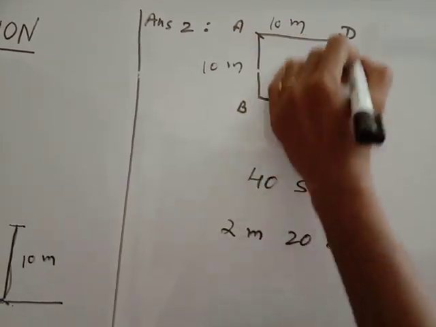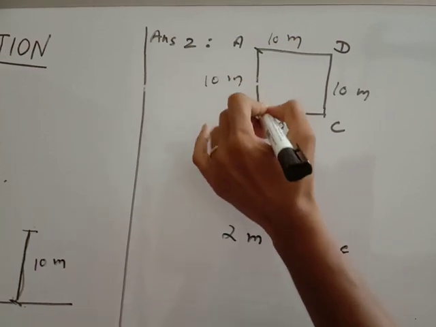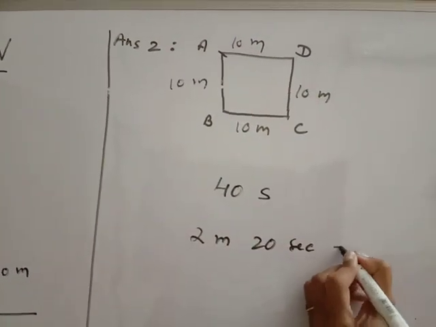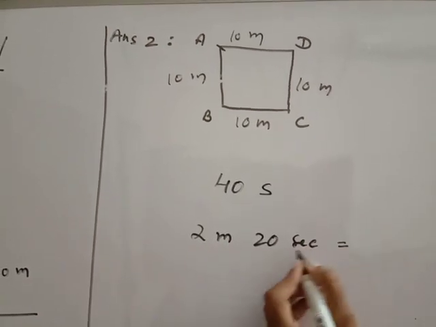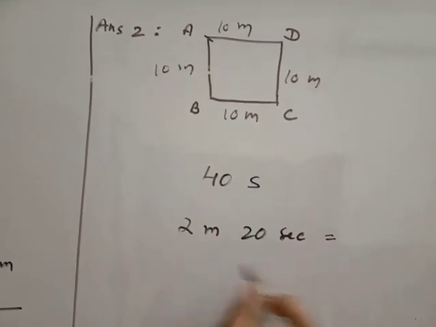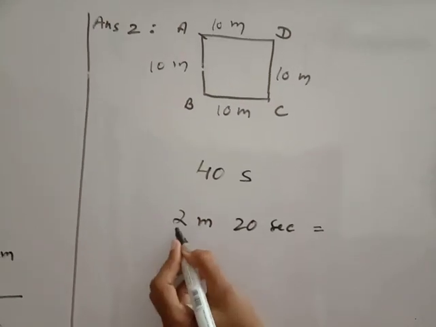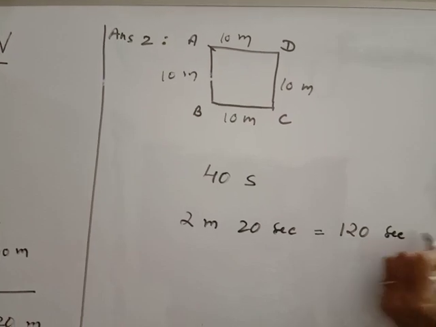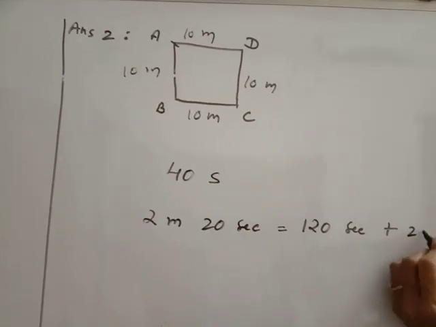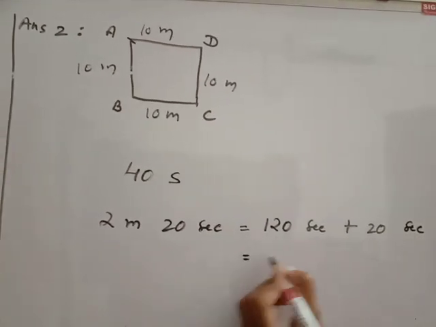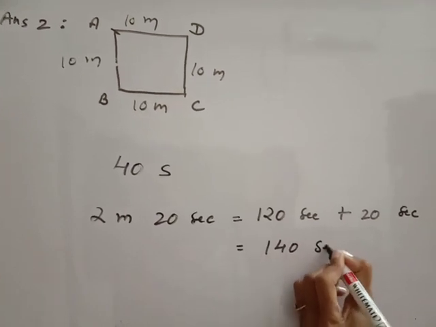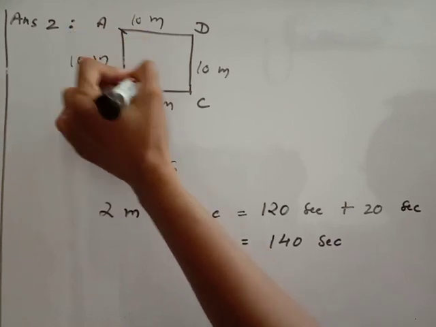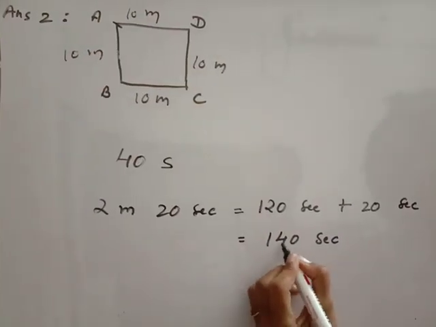At 40 seconds, he will be back at A because he takes 10 seconds for one side. First of all, let us convert 2 minutes 20 seconds entirely into seconds. We know that 1 minute means 60 seconds. So 2 minutes means 120 seconds, plus this 20 seconds. So total 140 seconds.